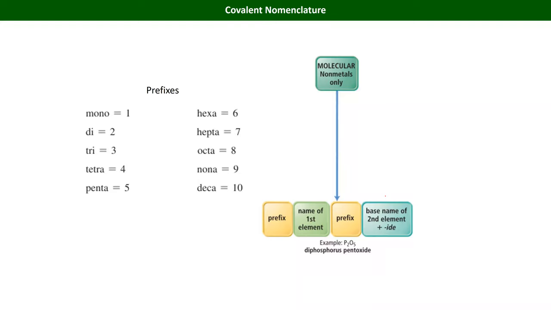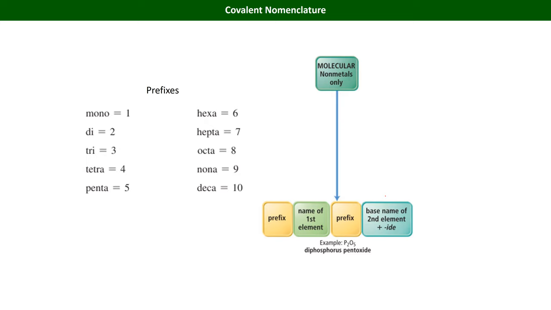Penta means five, hexa means six, hepta means seven, octa means eight, nona means nine, deca means 10. There's ways you can take it past that, but that's as far as we're going to go for now. We're not going to use this nomenclature system for anything that has more than 10 certain atoms.